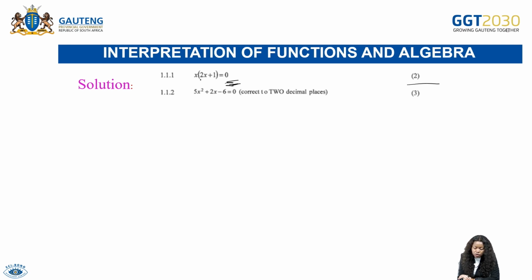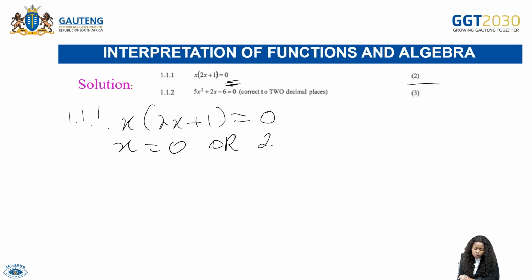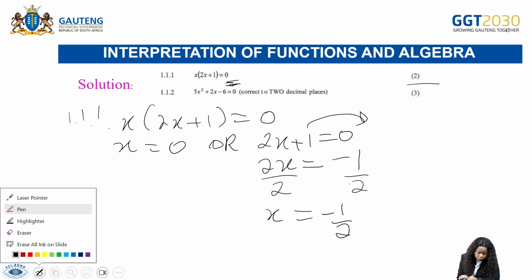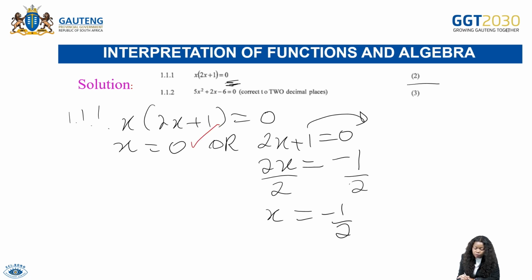So what you do is you just say x(2x + 1) = 0. You'll say x = 0, or 2x + 1 = 0. So 2x equals, if you take 1 to the other side, it becomes negative 1. You divide by 2 on both sides, then your x is equal to negative 1 over 2. So you'll get your 2 marks. You get a mark for x = 0, and you get a mark for x = -1/2, and that's your full 2 marks.